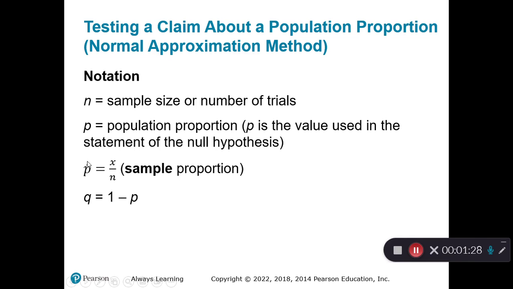So that hat symbol is very important because it differentiates between sample results and what we are hypothesizing regarding the population results. The sample proportion p hat can be calculated as x, which is the count in the sample, divided by the sample size. And finally, q is going to be 1 minus p. So p is the hypothesized value of the population proportion. q is the complement of that number.